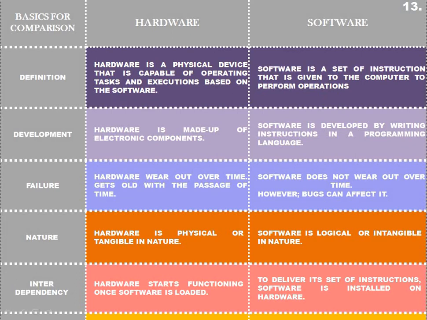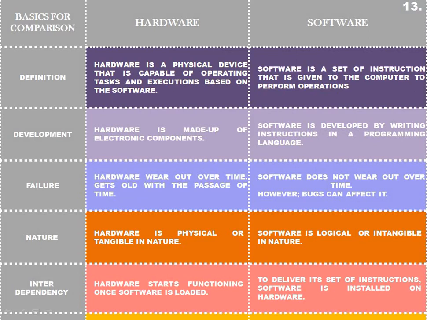Hardware is a physical device that is capable of performing tasks and executions based on the software, while software is a set of instructions that is given to the computer to perform operations. Hardware is made up of electronic components, certain chips and semiconductor parts, and transistors, while software is developed by writing instructions using a certain programming language. As I've told you earlier, a programming language is basically used to develop a software.